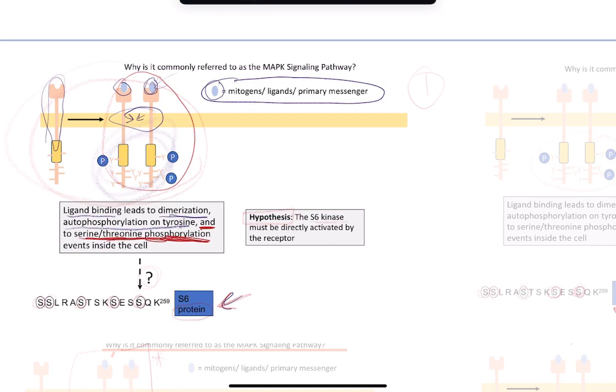Does that make sense? No, it doesn't make sense. Why would a tyrosine kinase phosphorylate serine and threonine residues? That doesn't add up, right? And that is exactly right. It doesn't add up. So what does that mean, right? Because they saw all of these serine residues phosphorylated after all of this stuff happened. After this whole phosphorylation process happened, it didn't make sense.